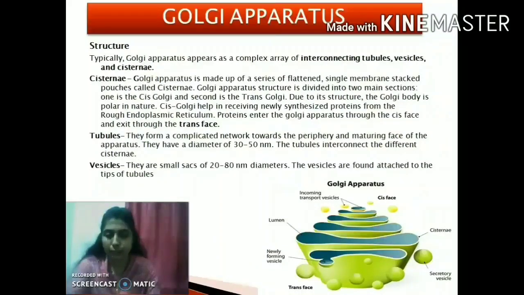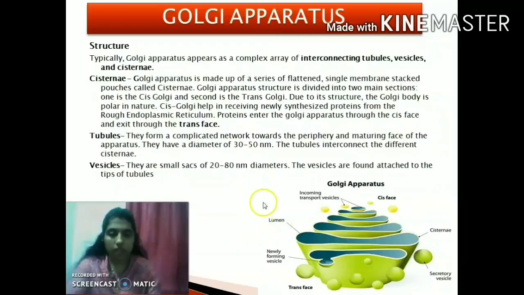Clear? Now, when the proteins which are being synthesized in the endoplasmic reticulum enter the Golgi apparatus, they will enter through the cis phase. Clear? After that, they will be matured here inside the cisternae. Okay, the proteins will be matured, packed, and sorted, and ultimately the matured, developed proteins will be released outside the Golgi apparatus from the trans or the maturing phase. Am I clear to all of you?